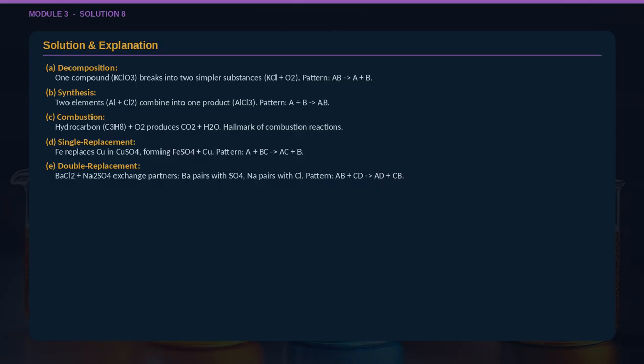B. Aluminum plus chlorine forming AlCl3 is synthesis, 2 elements combining. C. Propane plus oxygen forming CO2 and water is combustion, a hydrocarbon reacting with oxygen. D. Iron replacing copper in copper sulfate is single replacement. E. Barium chloride and sodium sulfate swapping partners is double replacement.